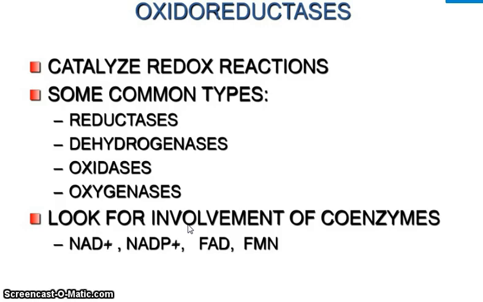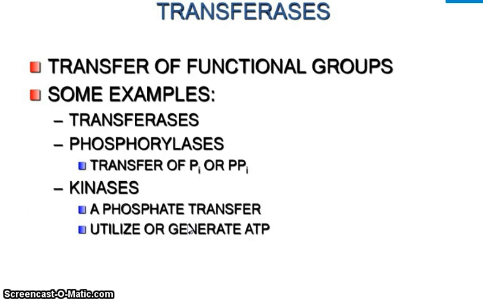So oxidoreductases catalyze redox reactions. Some common types: reductases, dehydrogenases, oxidases, oxygenases. Look for involvement of coenzymes NAD+, NADP+, FAD and FMN. Transferases transfer a functional group. Some examples: phosphorylases, transfer of Pi or PPi.